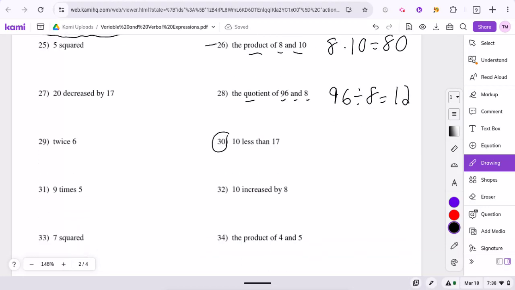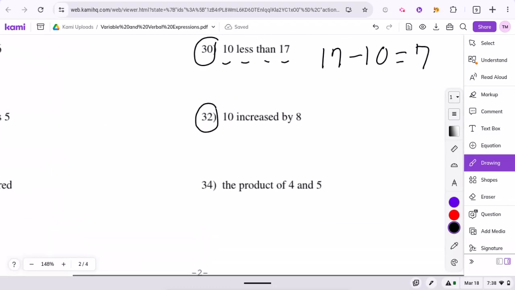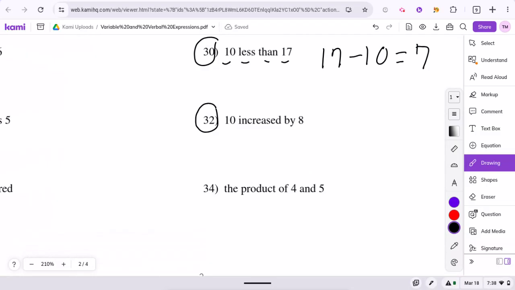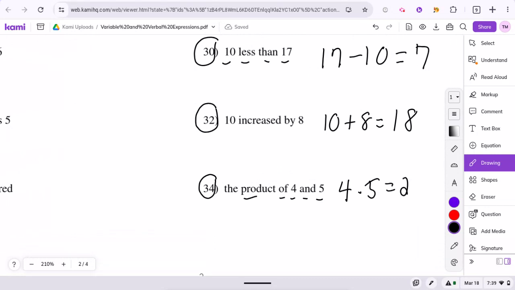Next one, number 30, 10 less than 17. So we have 17 first, 17 minus 10. And of course, that is 7 because it's 10 less than 17. Next one, number 32, 10 increased by 8, or 10 plus 8, 18. Number 34, the product of 4 and 5, or 4 times 5, equaling 20.